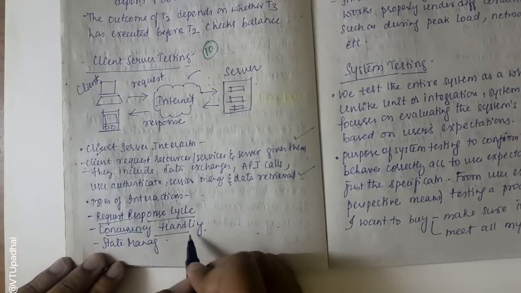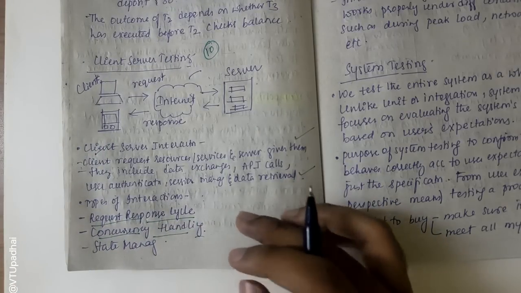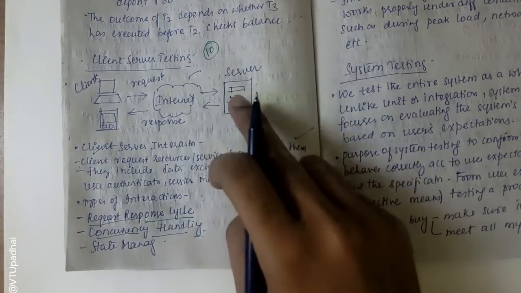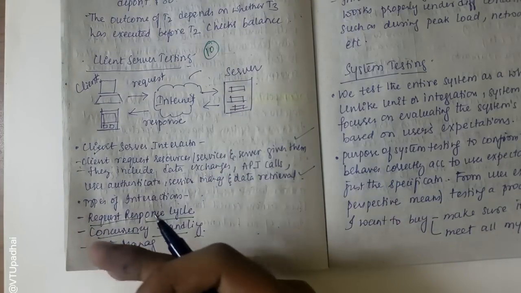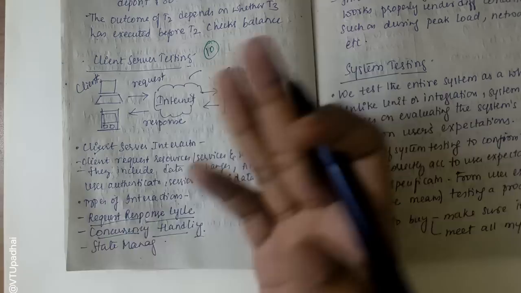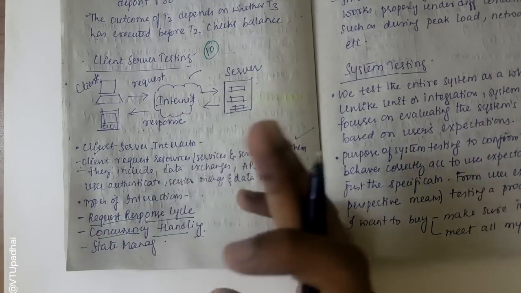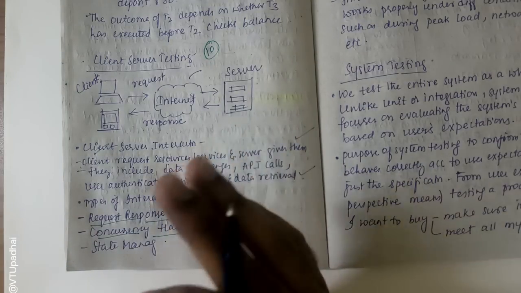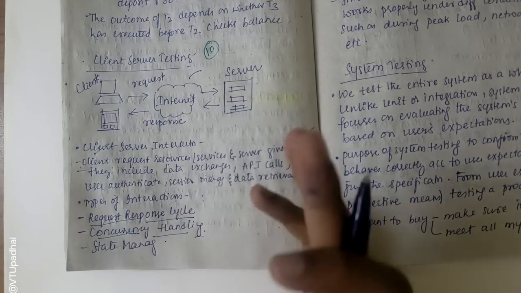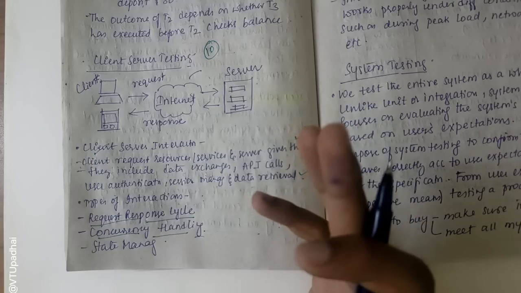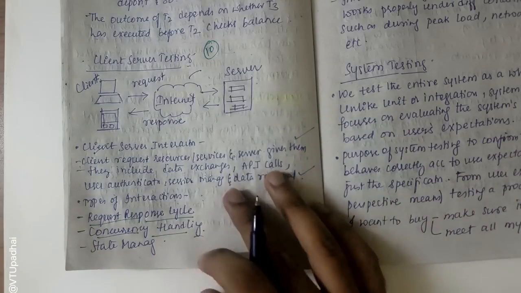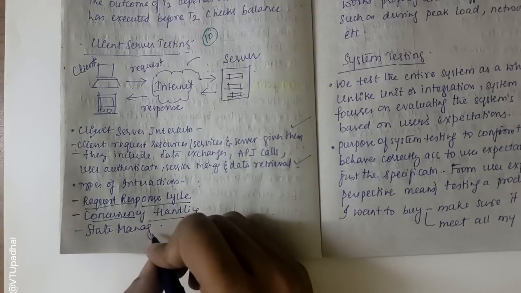Then we have concurrency handling. Concurrency handling means many clients are trying to access the data at the same time. Many clients are asking the server to send the data. At this time, the server has to carefully make sure that a deadlock condition should not occur. There are many ways to deal with it. So that's what concurrency handling speaks of.